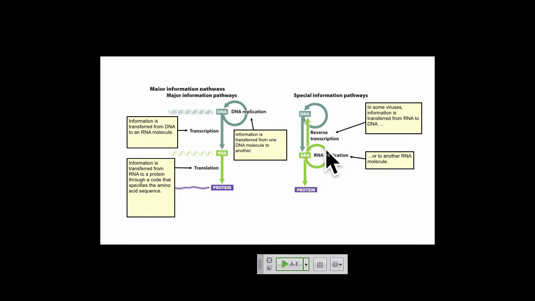In fact, you even have replication of the RNA viruses. But if we take the viruses out of the equation, then the central dogma remains unchanged. Okay. Any questions so far? All right.